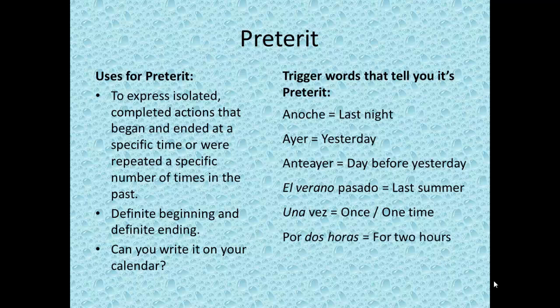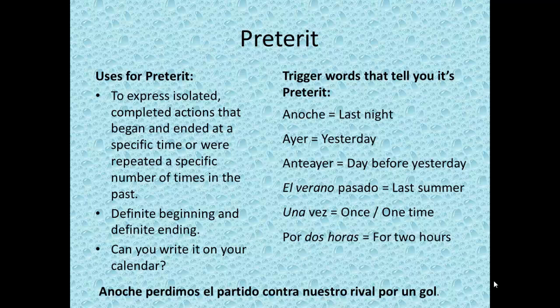And then we have por dos horas, when we know how long it lasted, when we know the beginning and we know the ending time. So por dos horas, for 2 hours, and again, those 2 hours can be exchanged with other amounts of time. You could say por una semana, por un mes, por un año, por 4 horas.